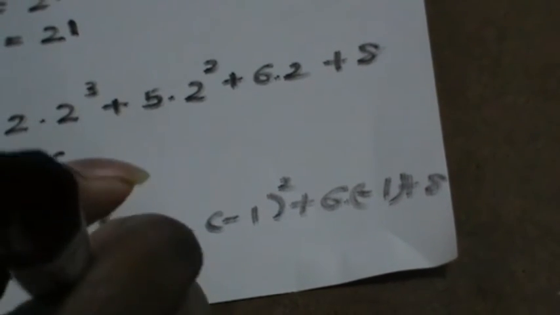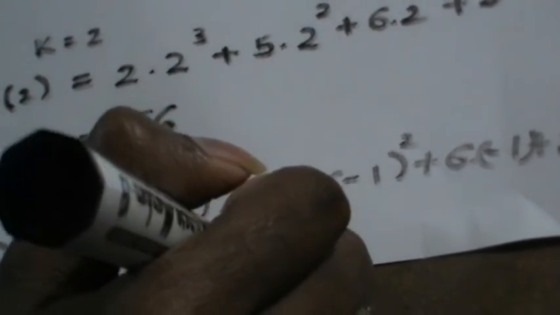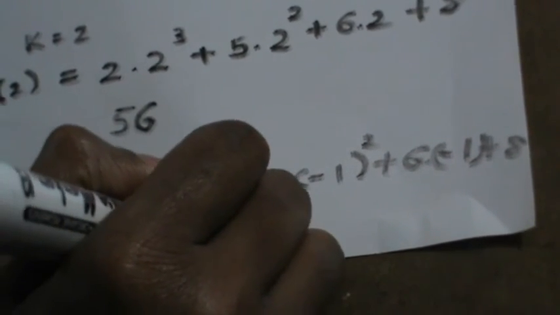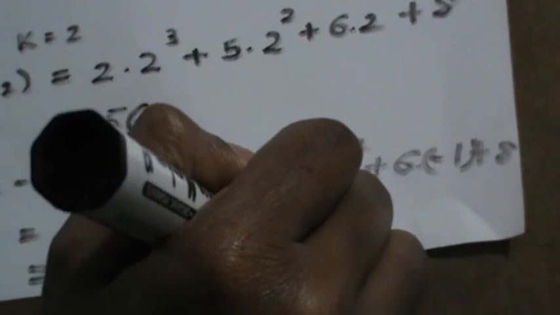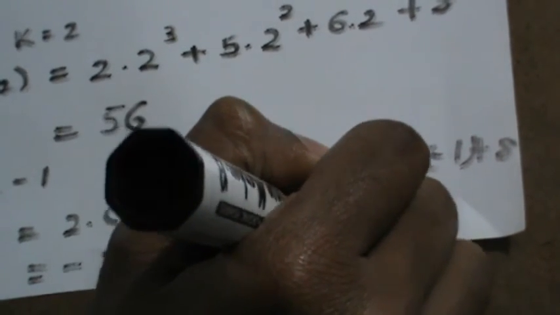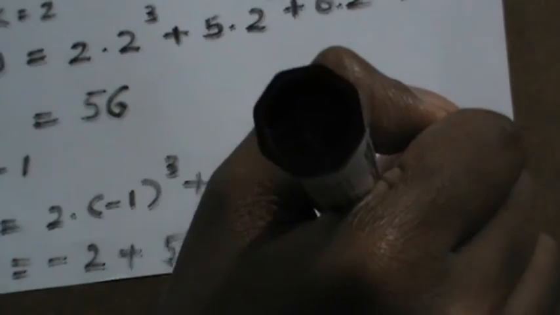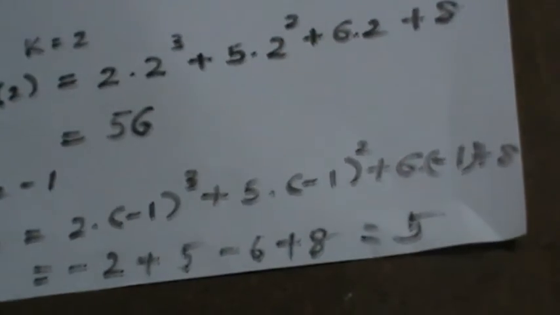So what I will do is that this is also equal to, now 2 times minus 1 cubed is equal to minus 2, minus 1 squared times 5 is equal to positive 5. So here will be minus 6, and here will be plus 8. So that will be 5 plus 8 is 13, 13 minus 8 is equal to 5. So the remainder, when I divide f(x) by x plus 1, will be 5, right?